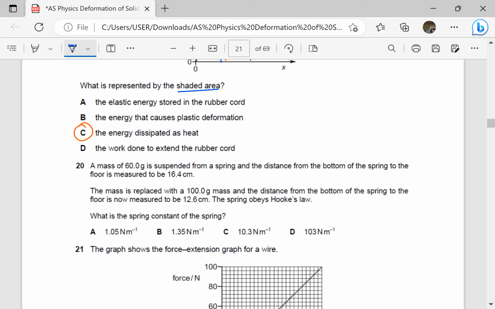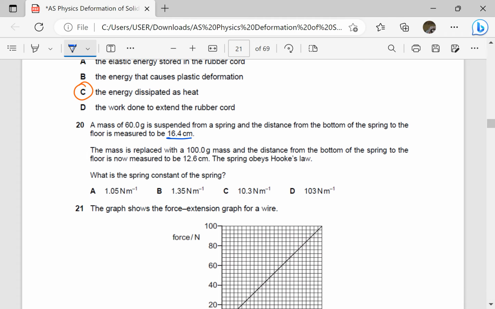A mass of 60 grams is suspended from a spring, and the distance from the bottom of the spring to the floor is measured to be 16.4 centimeters. The mass is replaced with a 100 gram mass, and the distance from the bottom of the spring to the floor is now measured to be 12.6 centimeters. The spring obeys Hooke's law. What is the constant of the spring?